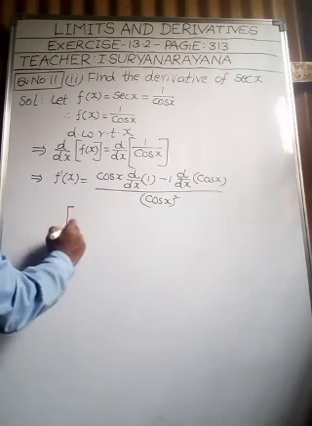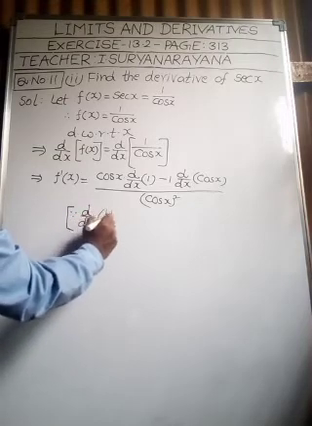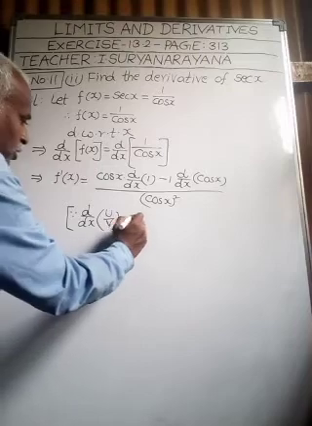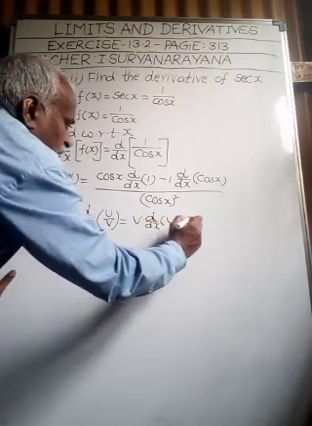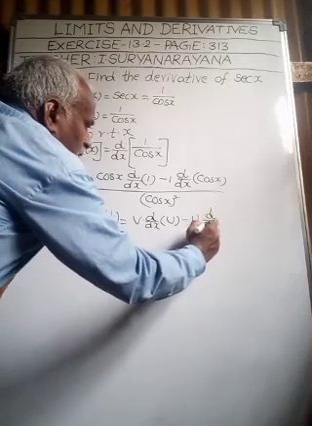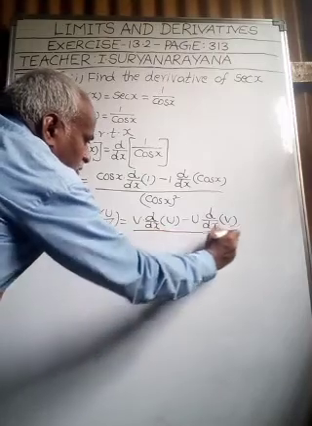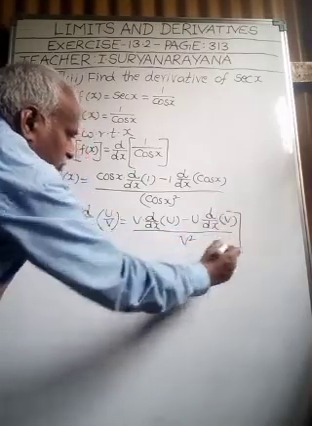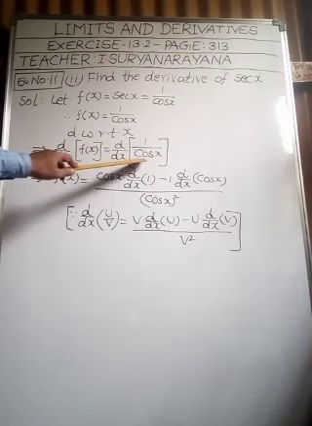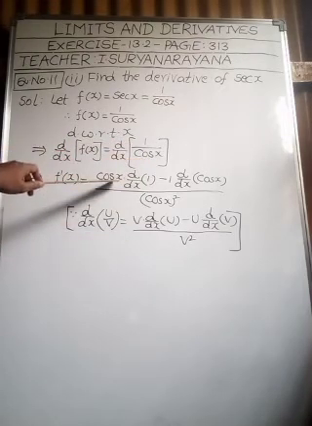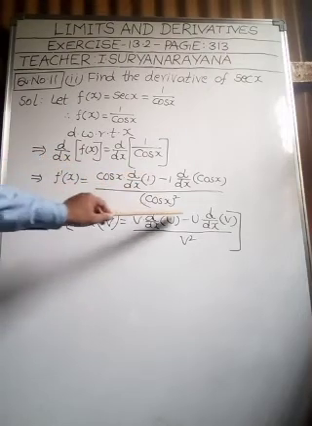I write here the u by v rule: d by dx of u by v is equal to v into d by dx of u minus u into d by dx of v, whole divided by v square, where u is equal to 1 and v is equal to cos x. So in this formula, I substituted the u and v values. Then we got this step. Understood this step, my children?